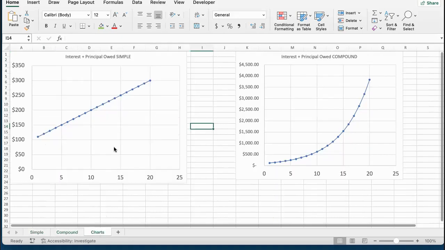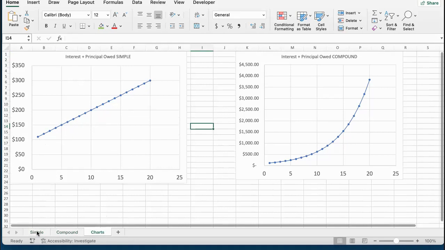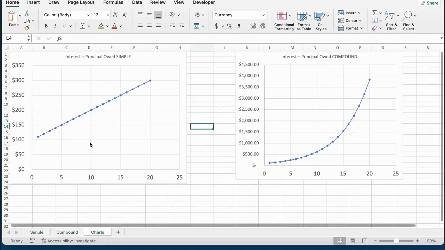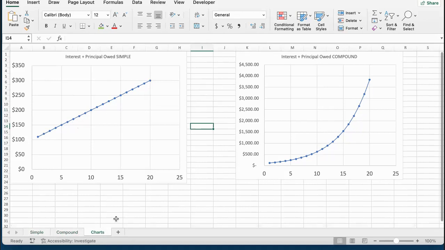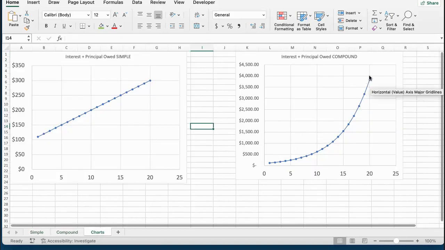This is how the charts increase. So this here is linear growth. This is simple interest. Simple interest, because you're not paying interest on the interest, it grows in a straight line. On the compound interest side, because you're earning interest on interest, it grows exponentially. So this is how your credit card would increase over time. So let's say you owe $100. The interest that you pay on the interest that you pay is going to keep increasing over time.